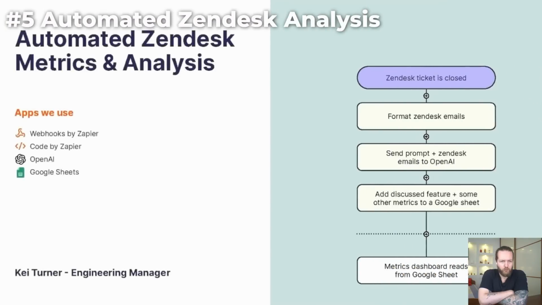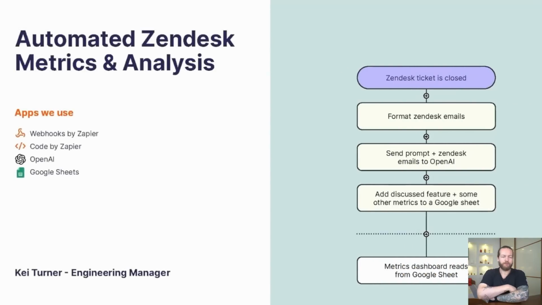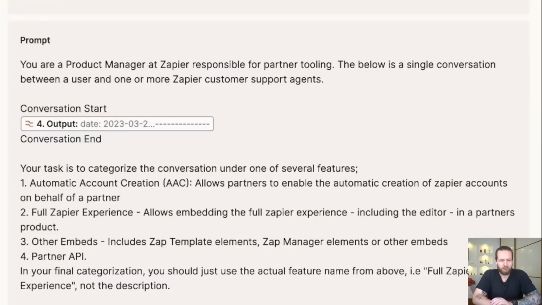So this app, you can see the trigger at the top here, that's coming directly from Zendesk. Whenever a ticket moves to closed, it kicks off a webhook, which kicks off this app. From there, I have a code step where I format the conversation. Finally, I send it to OpenAI. The prompt here, nothing too magical.